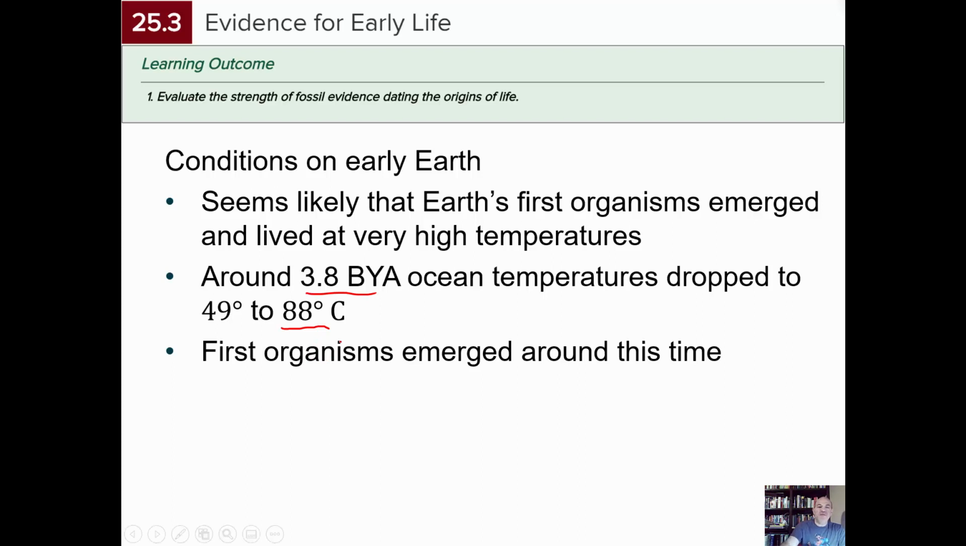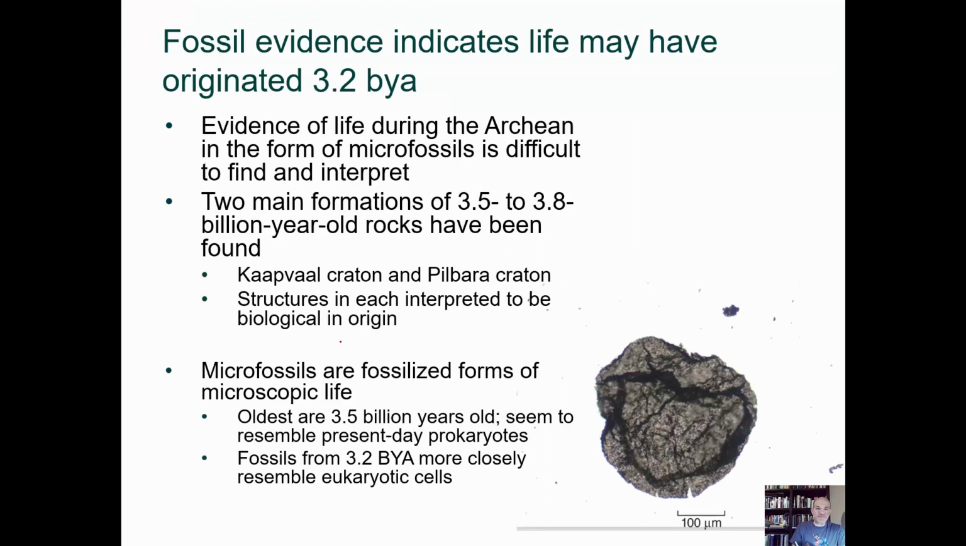So here, the first organisms probably evolved around this time, 3.5, 3.8 billion years ago. So we'll look at the evidences for that. Fossil evidence does indicate that life may have originated 3.2 billion years ago, maybe earlier. Depends on which evidences you look at. This would have been during the Archean, after the Hadean.